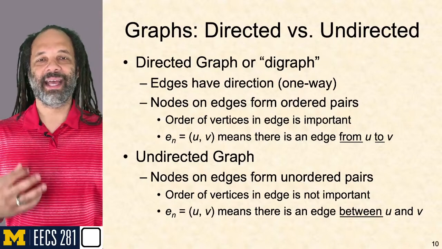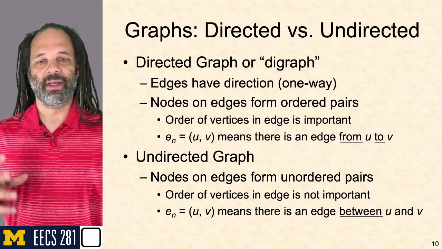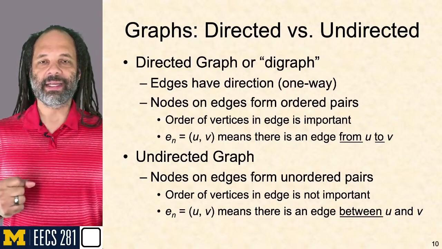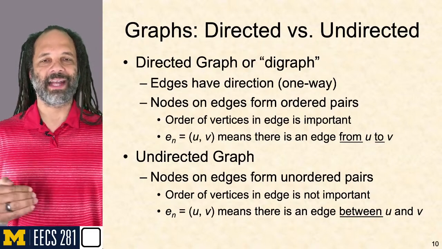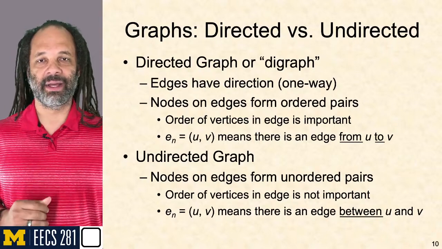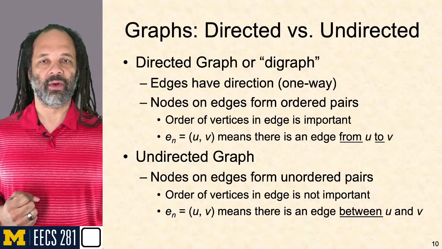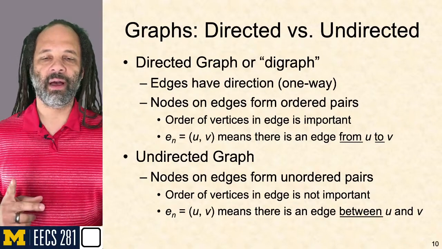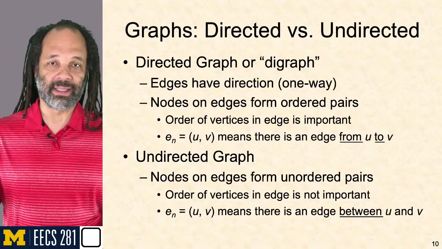So in this case, I can say that my nodes that I use in my edges, where I've got this pair v sub s comma v sub t, or in this case I've got e sub n goes from u to v. This means in a digraph, in a directed graph, that the edge goes from u to v and not necessarily in the other direction. That's actually a separate edge. If I wanted an edge to go the other direction, I would have to have something going from v to u.